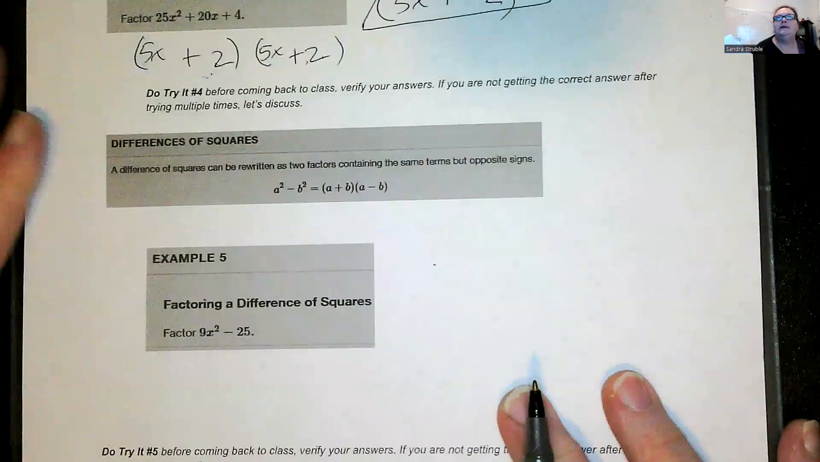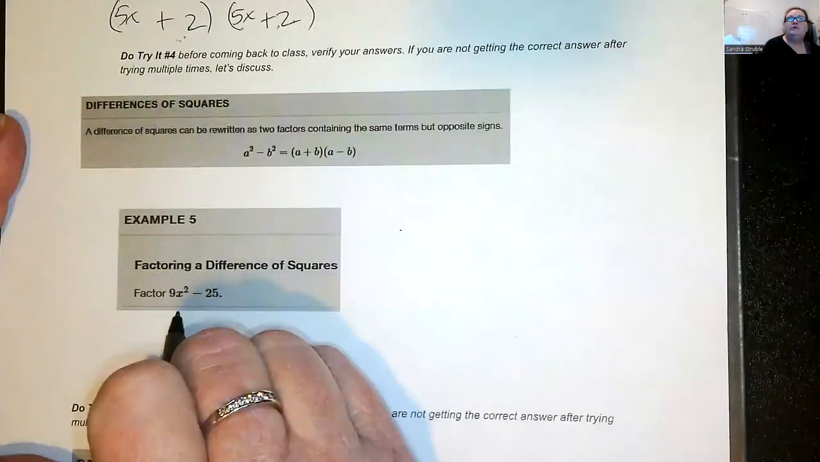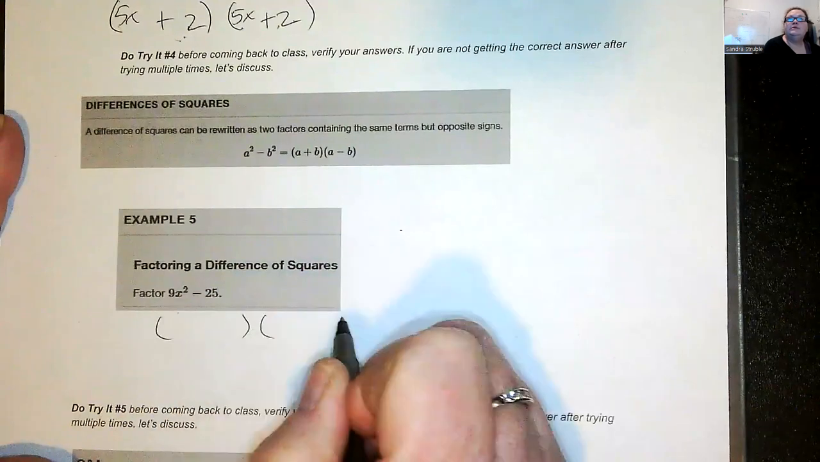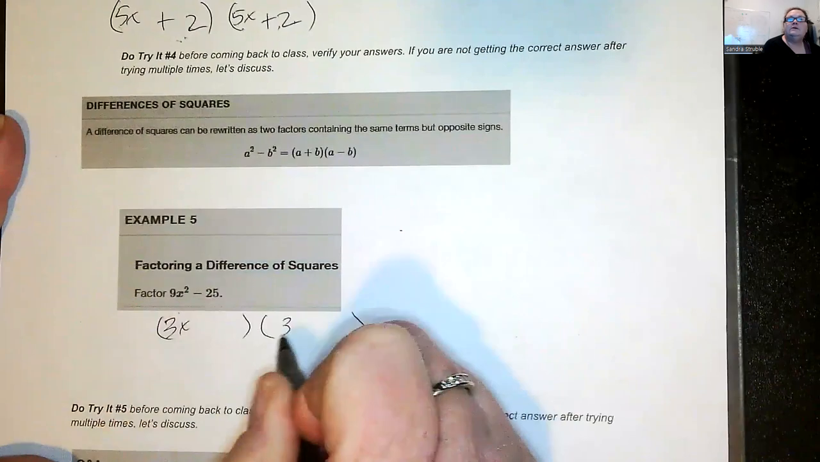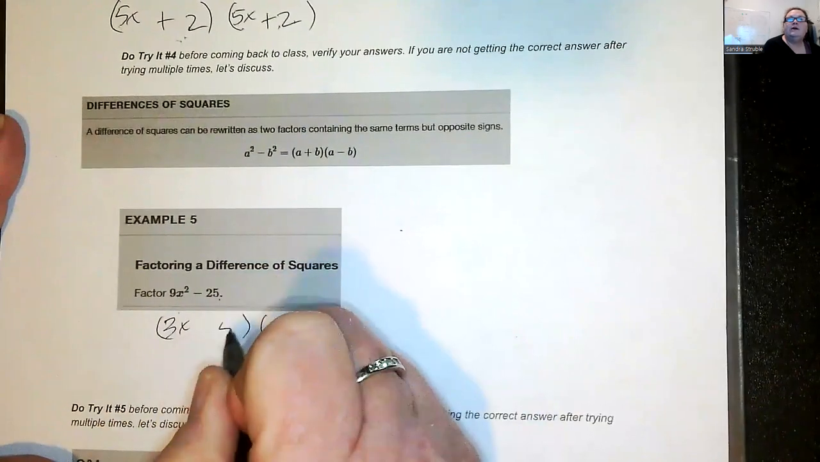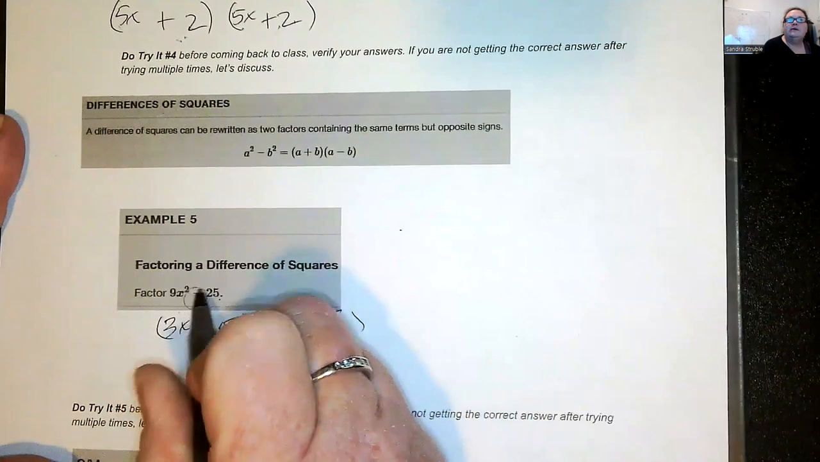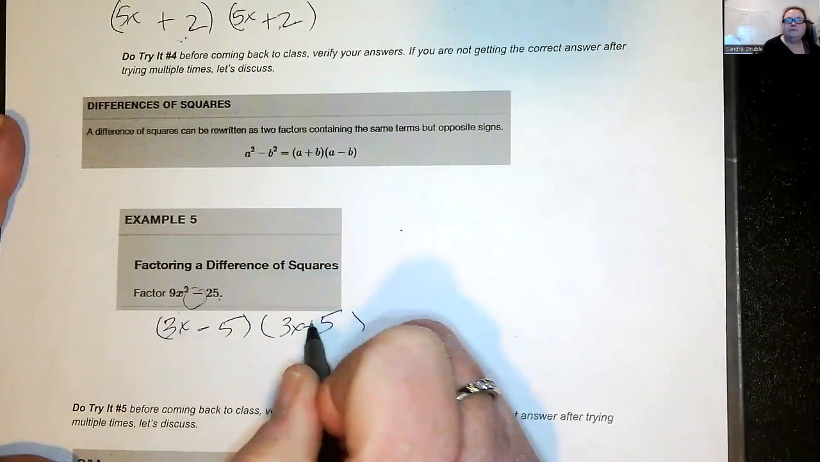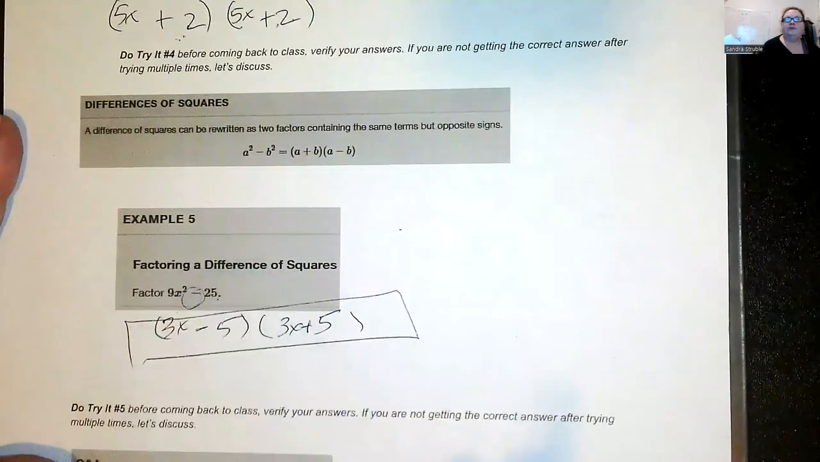Okay, let's look at the next one. This is the difference of squares. So for difference of squares, we can break this down into 2 parentheses. 9x squared breaks down to 3x and 3x. 25 breaks down into 5 and 5. And then since the sign's negative, you're going to have a negative and a positive. And that's it. Difference of squares.